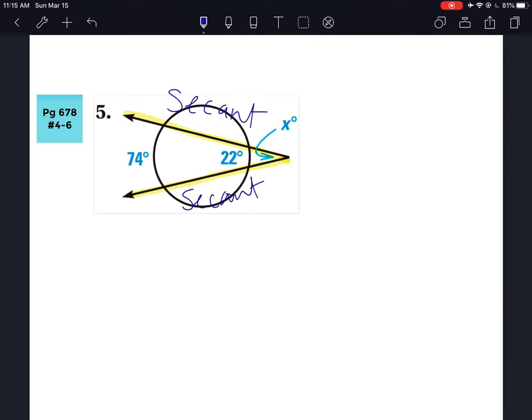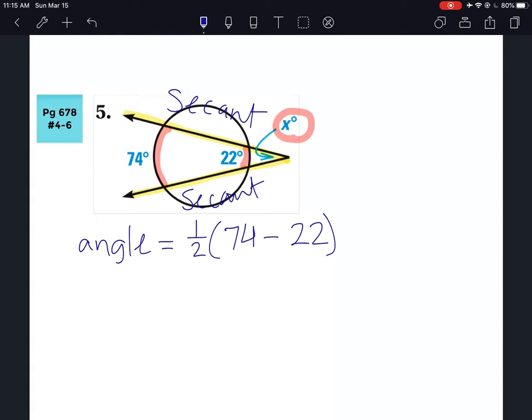So the formula for this one will be the angle formed is equal to 1/2 the bigger arc, which is 74, minus the smaller one, which is 22. Notice I'm only talking about everything that lines up with each other. The 74, the 22, and my angle should be replaced by the variable x.